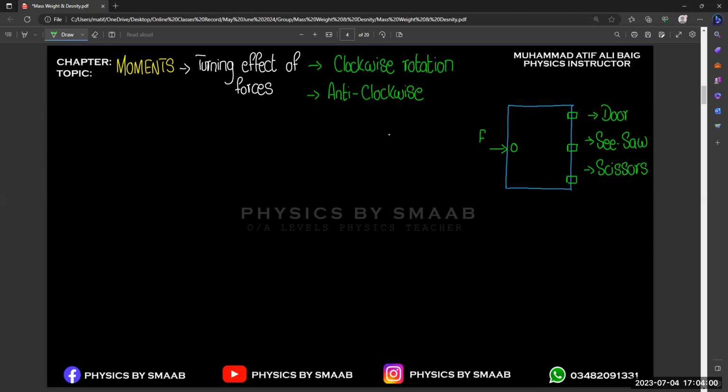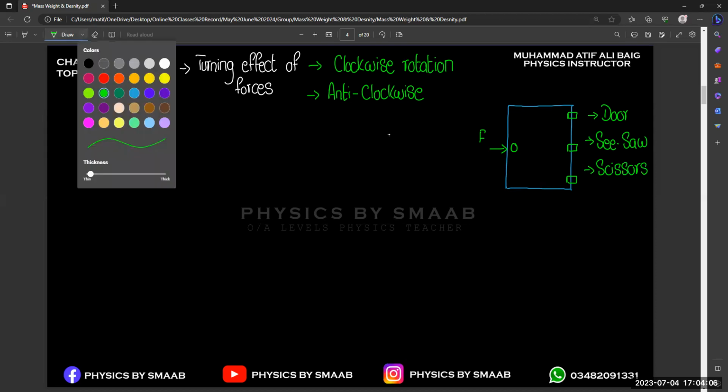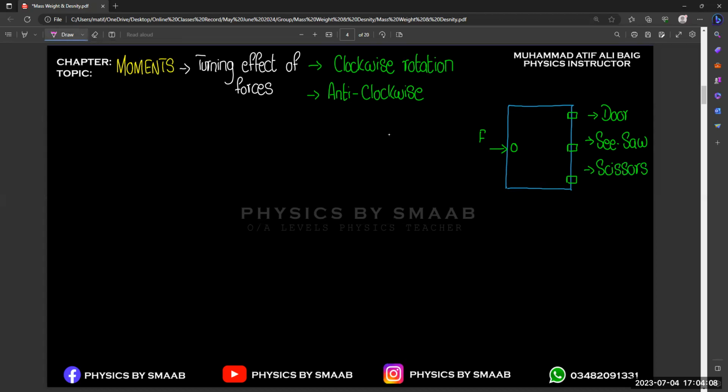Okay. Since we are taking the example of a door, let's continue with it. One thing we already observe in the example of a door is that there is a fixed point on the right hand side. This is a fixed point.